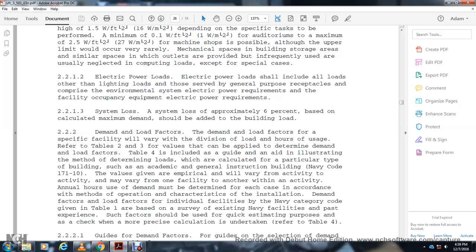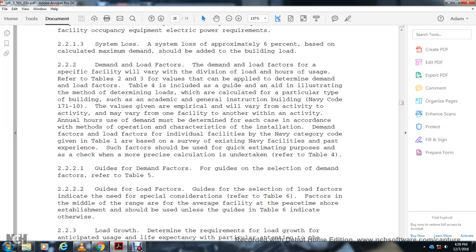Annual hours of demand must be determined for each of these in accordance with the method of operation and character of the installation. Demand factors and load factors for individual facility Navy category codes are given in Table 1, based on a survey of existing Navy facilities and past experience. Some such factors may be used for quick estimating purposes or for checking the more precise calculation. For particulars, refer to Table 4. 2.2.2.1 Demand factor guidelines. For the guidelines for selection of the demand factors, refer to Table 5.